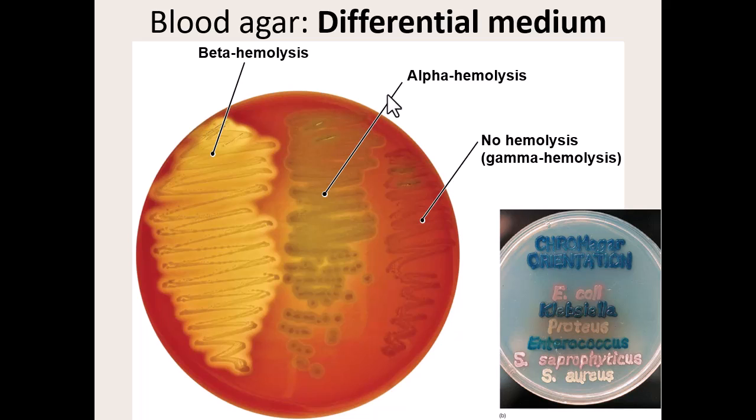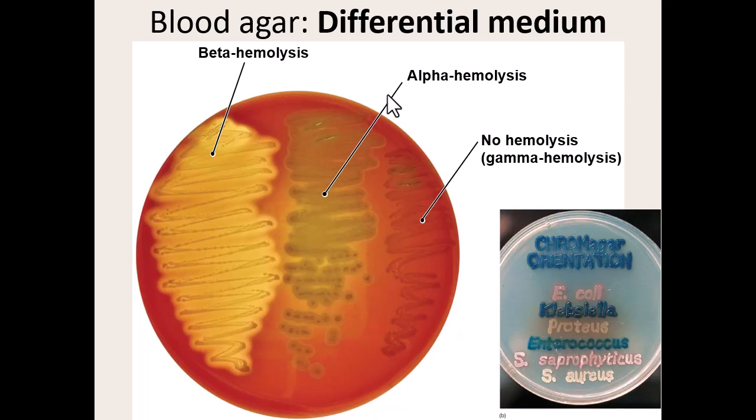Blood agar is a nutrient agar. It's meant to grow just about everything, but it's also a differential media, meaning there is a substrate in there that, if broken down, results in a color change. That substance is the red blood cells. We'll talk more in lab in a couple weeks that some bacteria can fully break down the red blood cells.